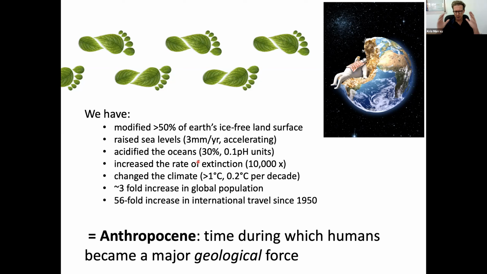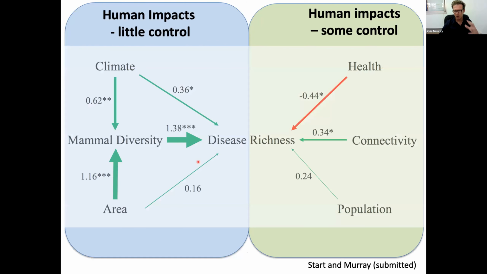1950. So if you think about those variables that were in this model, we've got a whole bunch of variables that are associated with us, and then a whole bunch of variables associated with the things that we're doing to the planet.